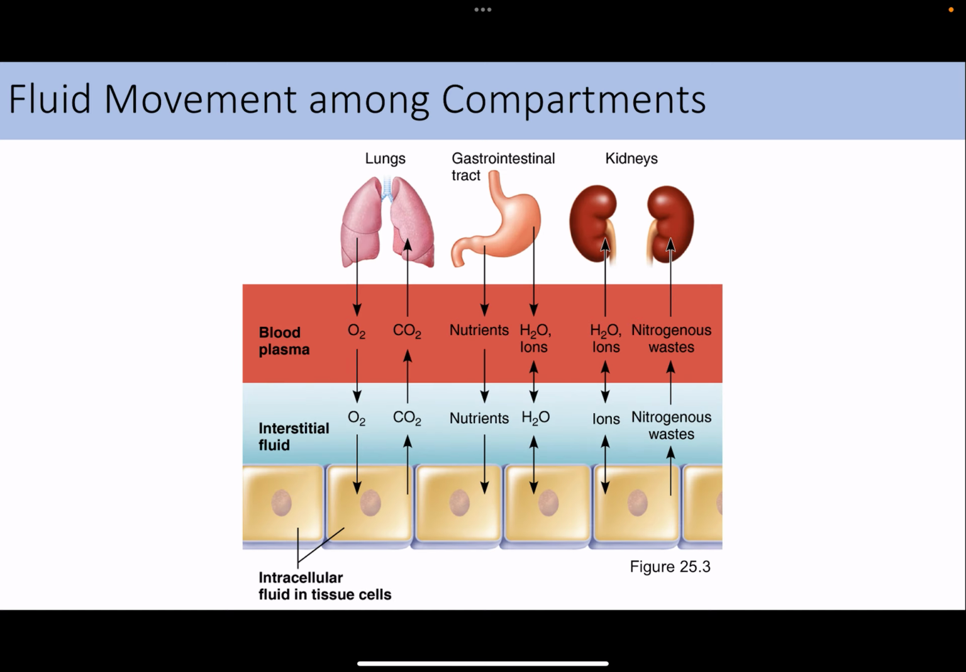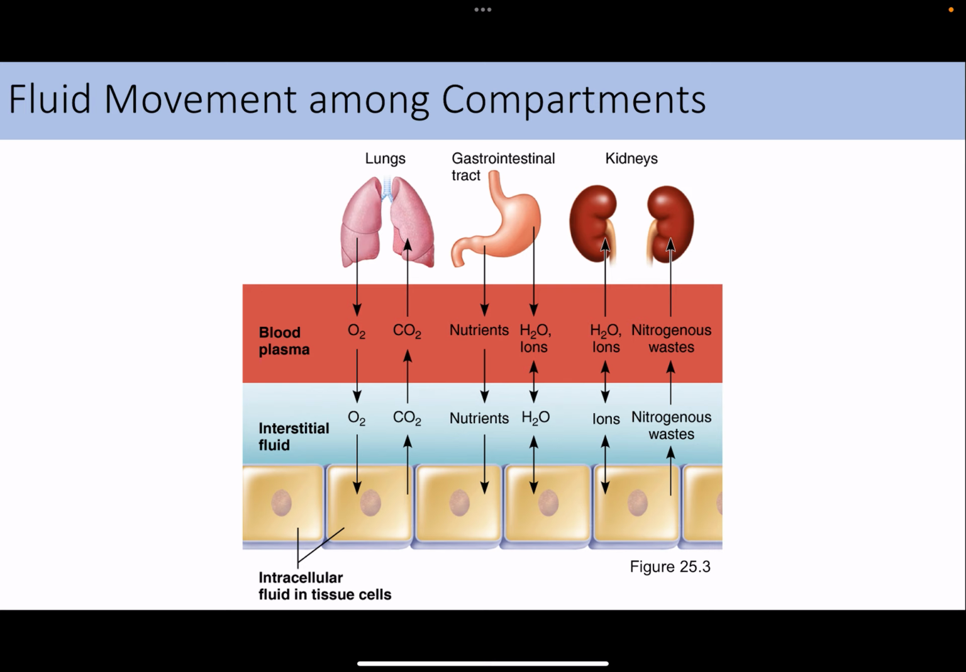So, fluid movement among compartments. Anytime we bring in something new, whether it's the oxygen we bring in through the lungs or the nutrients we bring in through our digestive tract, it has to travel through the blood plasma and then through the interstitial fluid in order to get to the cells that use those products.